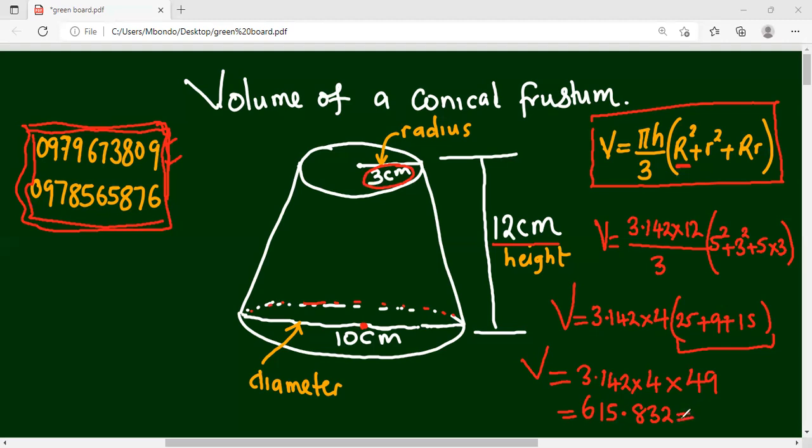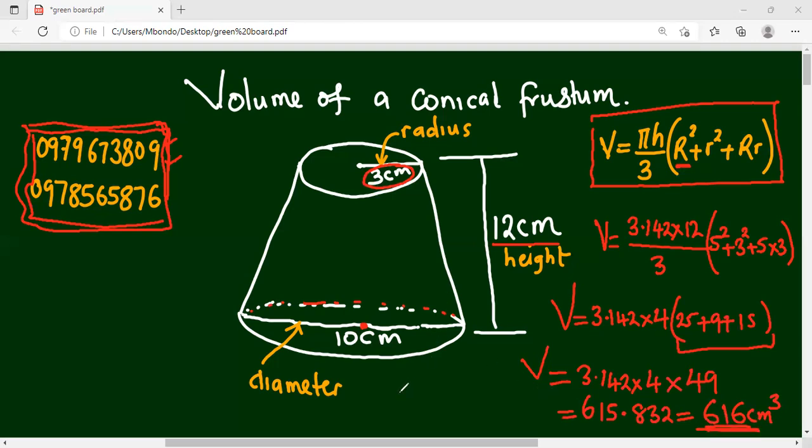But according to the instructions that we are always given in the exam, we always need to give an answer in 3 significant figures. So it is going to be 616 centimeters cubed. This is going to be our final answer.